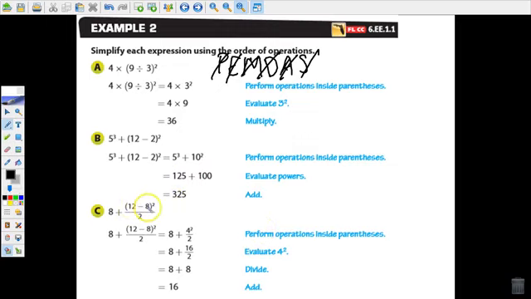Parentheses, 12 minus 8, I get 4. Rewrite the rest of my problem. Exponents comes next. 4 squared, I rewrite my problem, I get 16. Then I do division. 16 divided by 2 is 8. 8 plus 8 is 16. All you have to know is the order to do it in. This is basic math. Everybody should know how to divide, multiply, subtract, add, and how to use exponents, since that was the first lesson of this module.